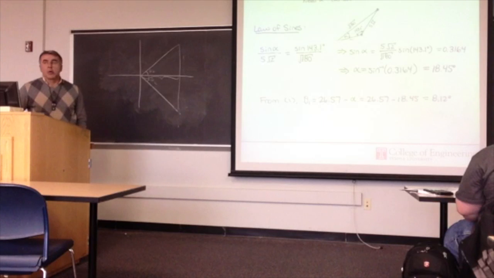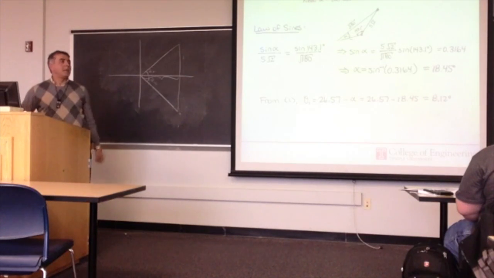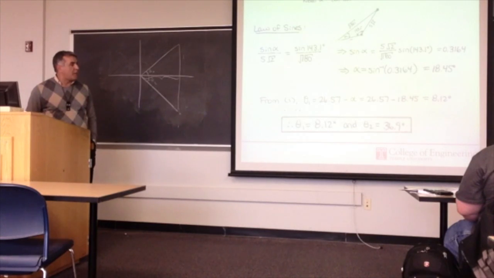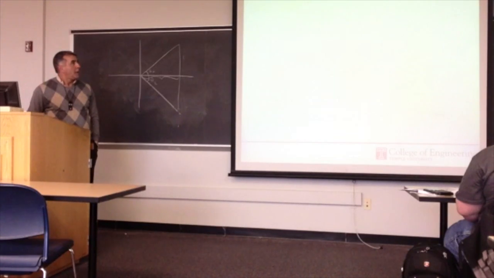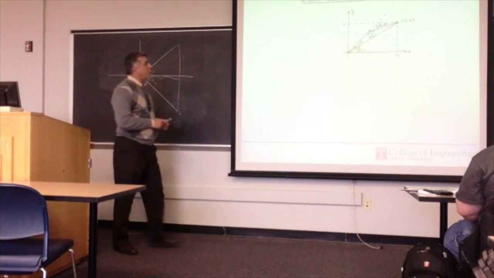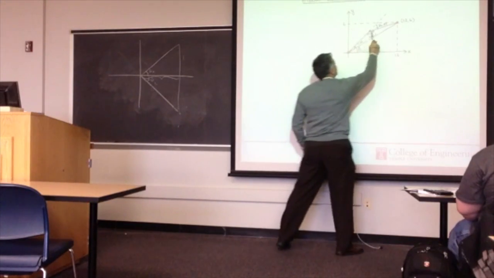So this is one solution which is based on elbow up. Right? Elbow up. Now I want to do the other one. Elbow down. Right? So in that case, the angles will change. In this case, basically theta 1 is 8.12 degrees and theta 2 is 36.9. The other option was this, elbow down solution, where your first arm goes here and your second one goes there.